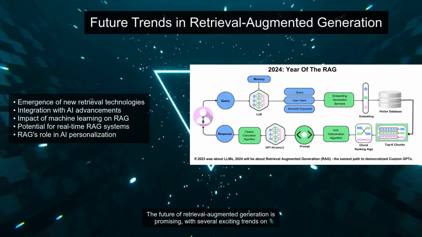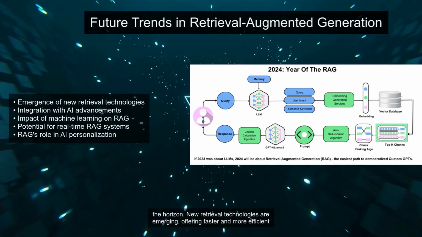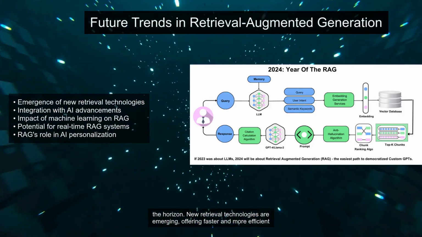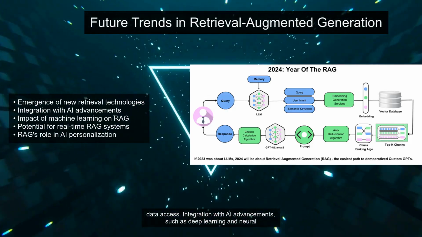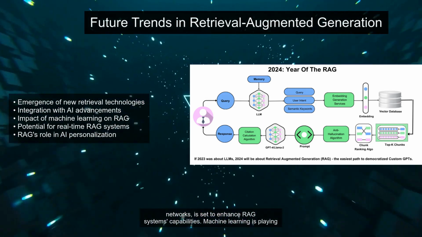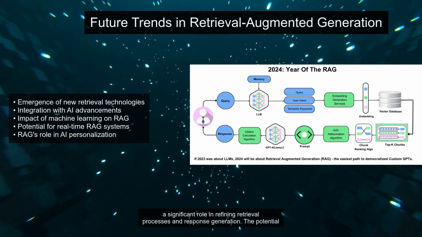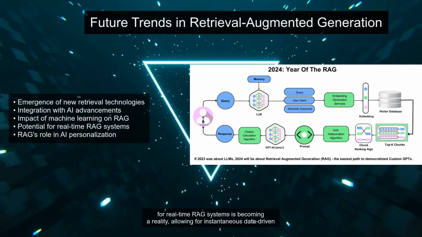The future of retrieval-augmented generation is promising, with several exciting trends on the horizon. New retrieval technologies are emerging, offering faster and more efficient data access. Integration with AI advancements, such as deep learning and neural networks, is set to enhance RAG systems' capabilities. Machine learning is playing a significant role in refining retrieval processes and response generation.